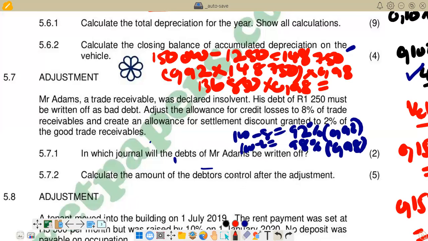And let's see what we are getting there. When you multiply it by 0.98, you will get 134,130. So this is the figure that we are getting there. So this becomes the final figure that is being asked. Remember, the question is saying calculate the amount of the debtors control after the adjustment. So this is the figure, 134,130. So we go to the next one, which is 5.8.